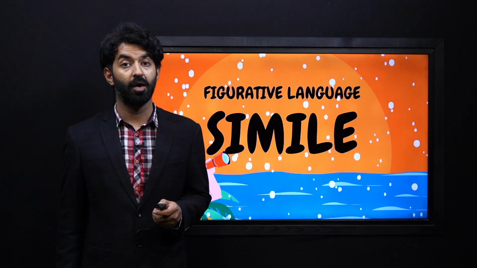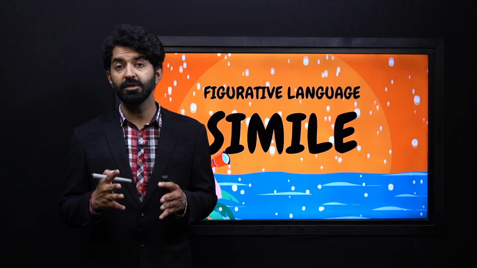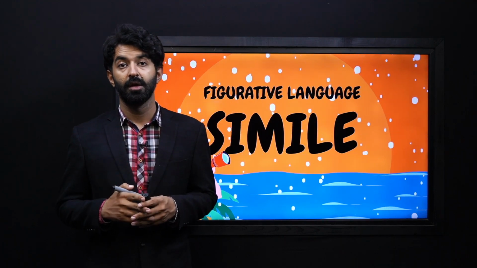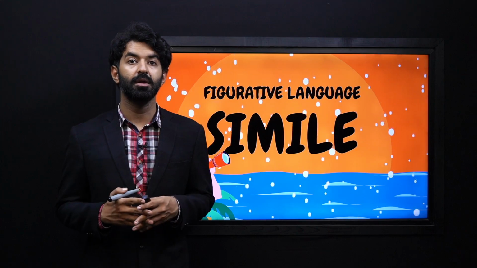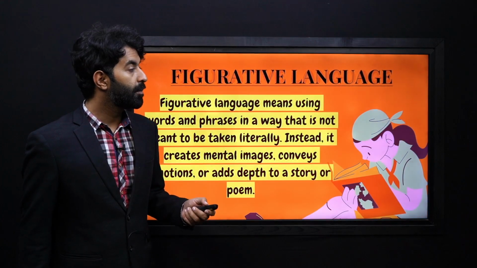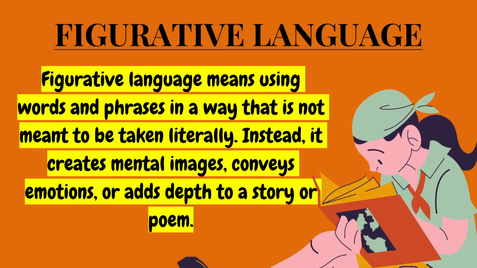That's very good. Now, we are talking about figurative language, and specifically, we are dealing with similes in this video lesson. The rest of the figures of speech will be covered in other upcoming lectures. So, let's talk about first what is figurative language. So, figurative language means using words and phrases in a way that is not meant to be taken literally.